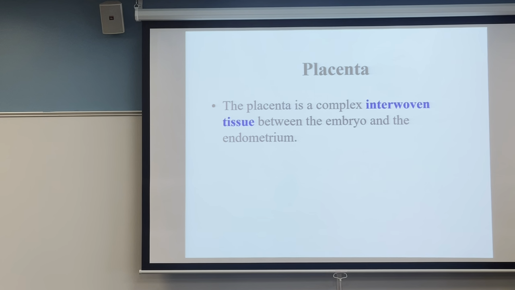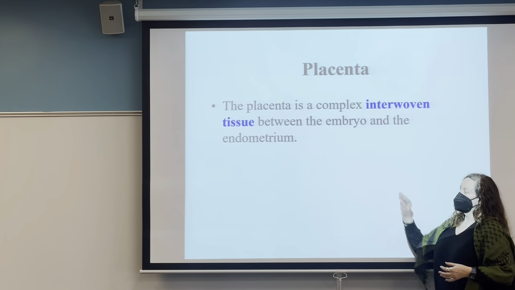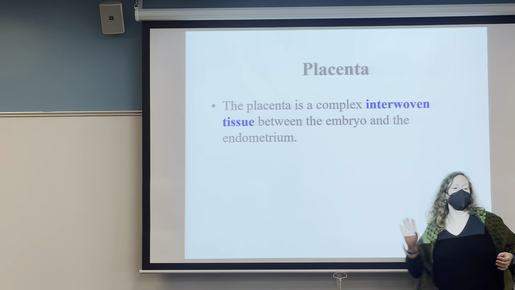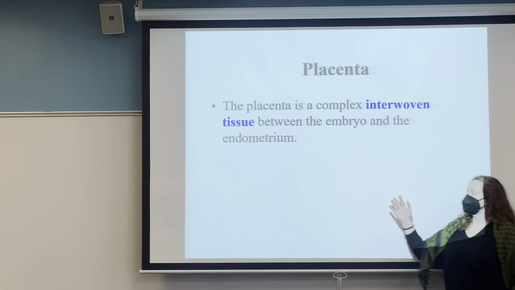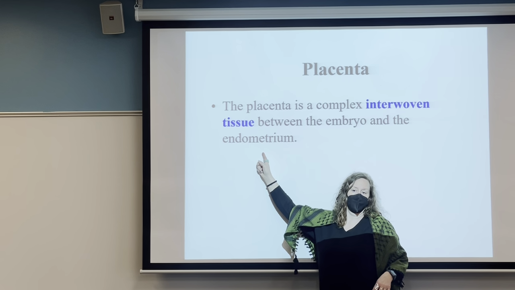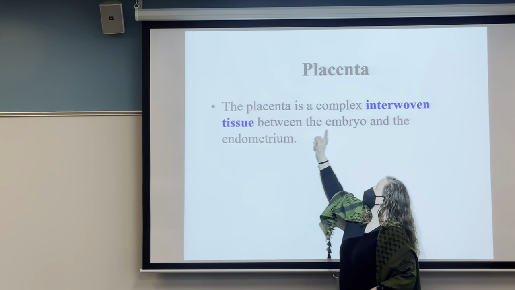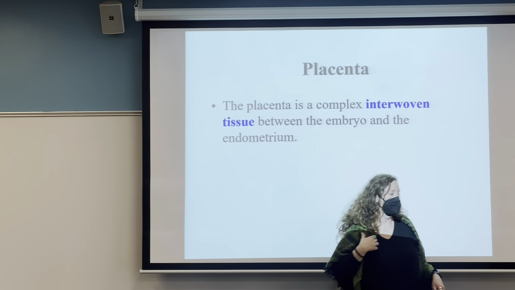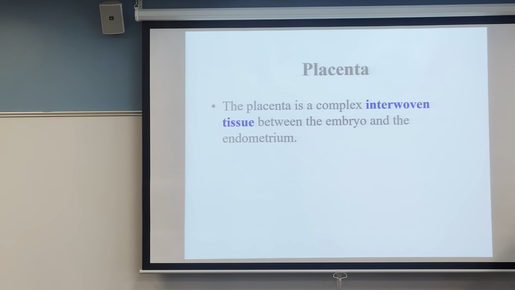So let's talk about the jobs of the placenta. As I mentioned, the placenta is all this kind of interwoven tissue between the embryo and the endometrium. Remember that endometrium is produced by the mother, and then you have the developing embryo. So there you've got this interaction between them, and that interaction is that blood connection.